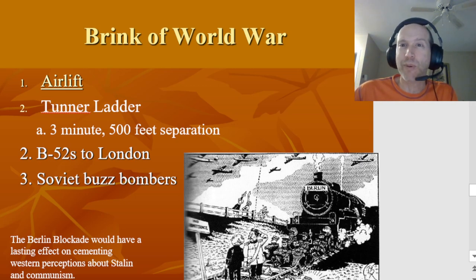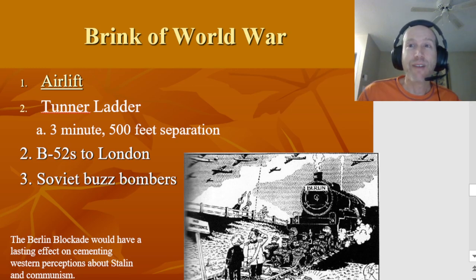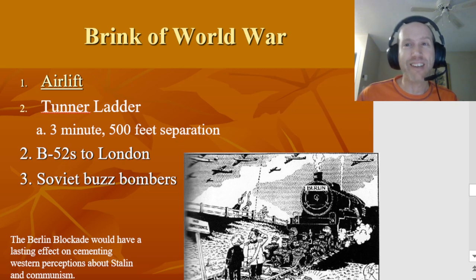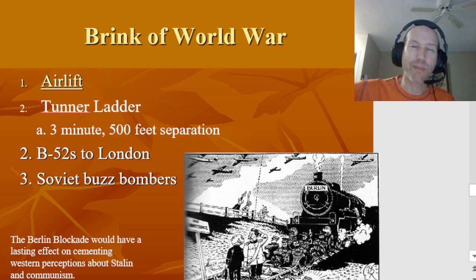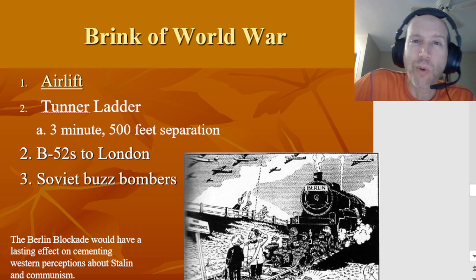Eventually, they got to the point where they were able to sustain the city, to bring in enough food, medicine, and coal to essentially keep the city alive. When Stalin realized that this was going to work, or at least his air commanders, they started to intervene with the airlift, and Soviet fighters would buzz the bombers, kind of like they're doing now in the second Cold War.